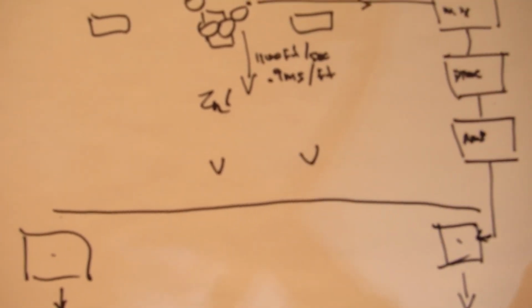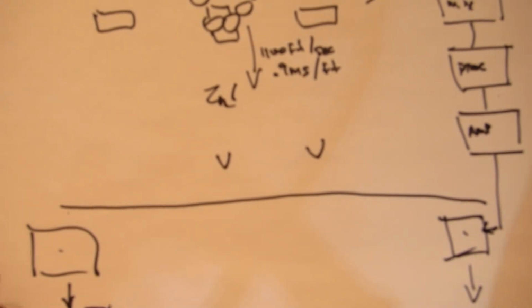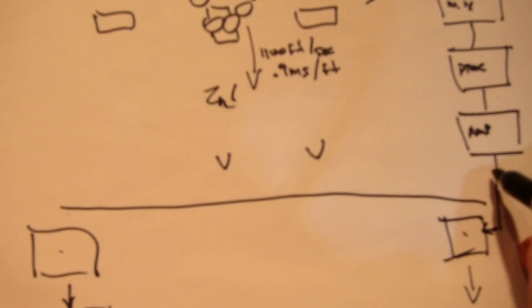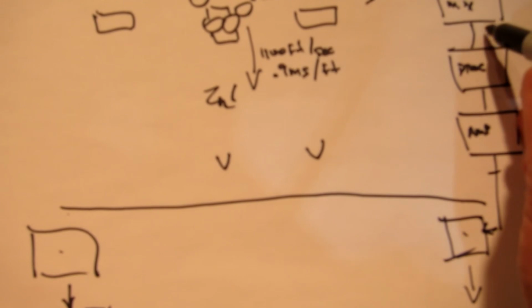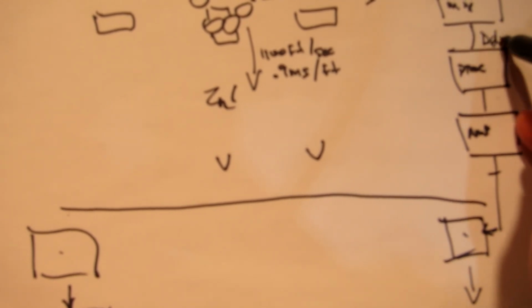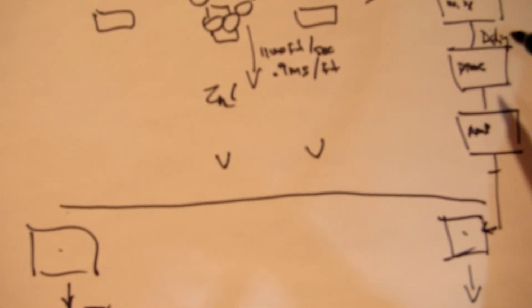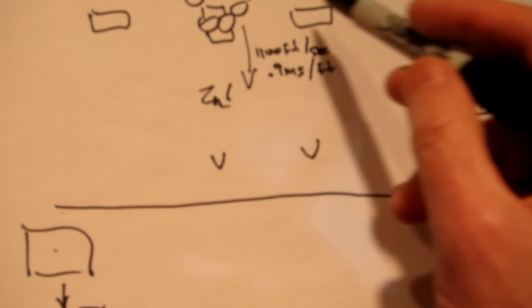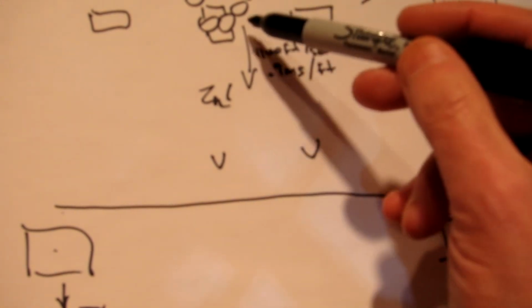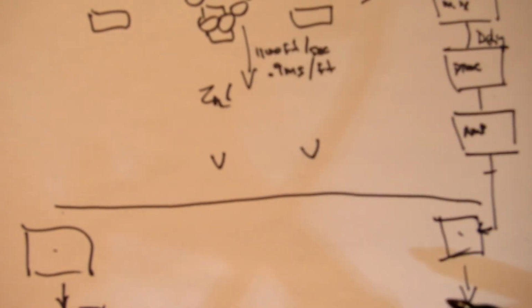So what's the solution to this? The solution is to insert a delay in this chain right here, so that the signal that goes through the mixer board gets delayed before it gets sent out to the speakers, so that it gets the electrical signal in time with the acoustical signal coming off of the drums.